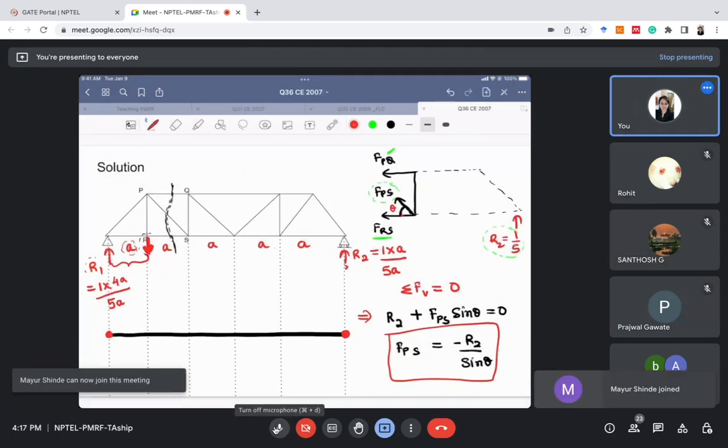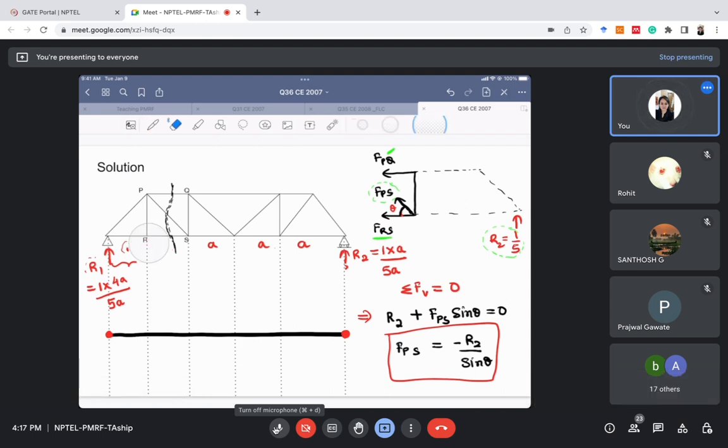From here we get to know that when the unit load is applied at point R, the force in member PS is negative, that is, in compression. Okay, so the shape of the ILD for this point will be, let's consider this as A.